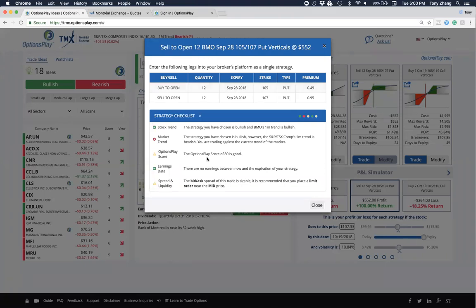So we want to make sure you're trading with the trend of the stock, trading with the trend of the market, making sure the OptionsPlay score is good, checking if there's earnings between now and expiration, and lastly, spread and liquidity. So make sure you take a look at that strategy checklist before you place any trades, and enter the trades into your broker's platform as per the details in the trade ticket.